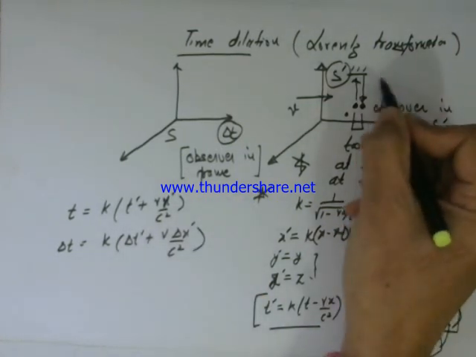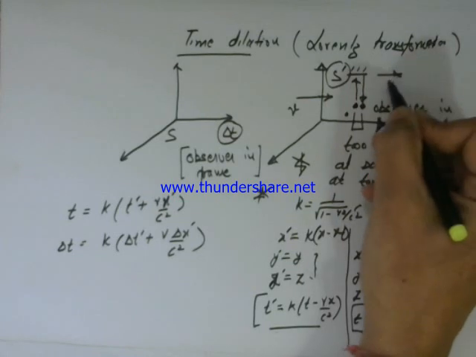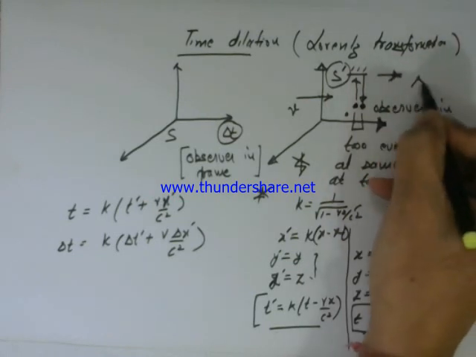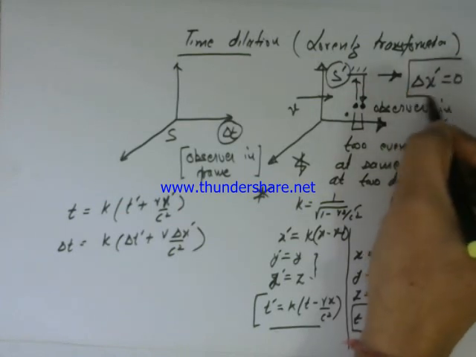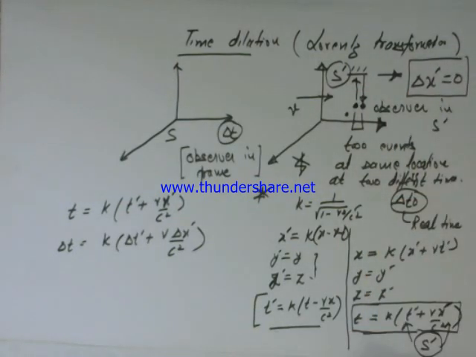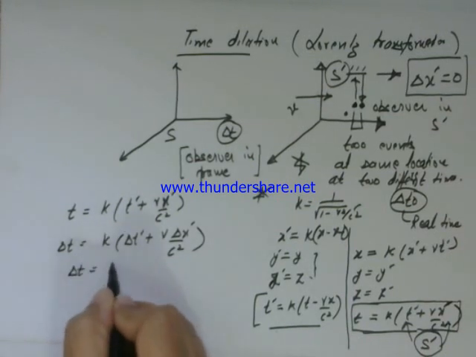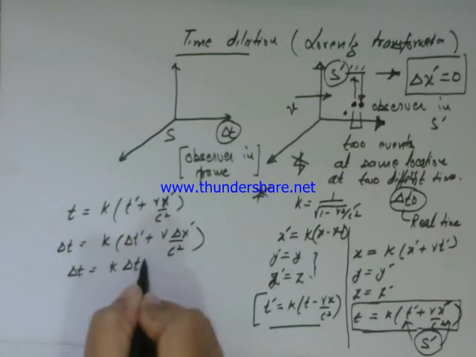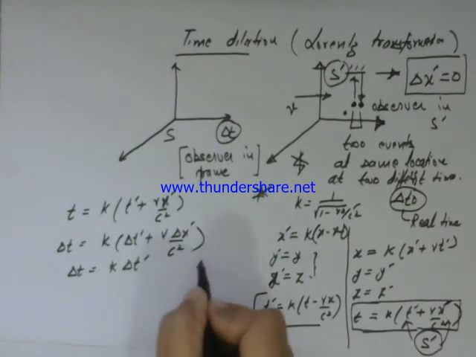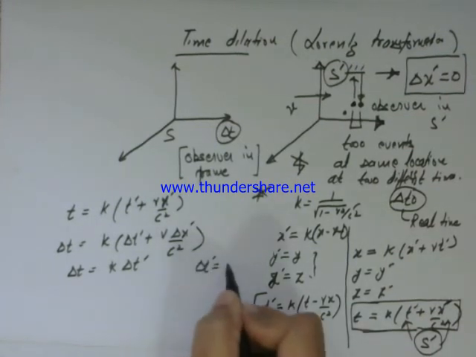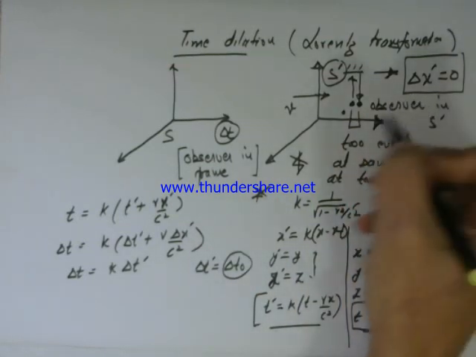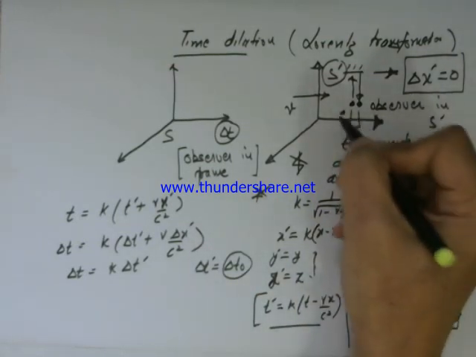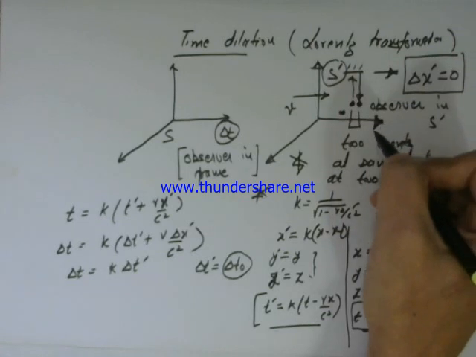We know that in this moving frame the events happened at the same location, so delta x dash is 0. So delta x dash happens to be 0, so delta t is equal to k times delta t dash. Delta t dash is the real time. Delta t0 means the time which is measured at the same location where the events have happened.